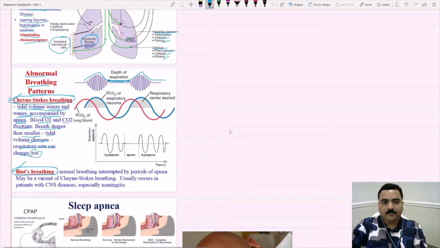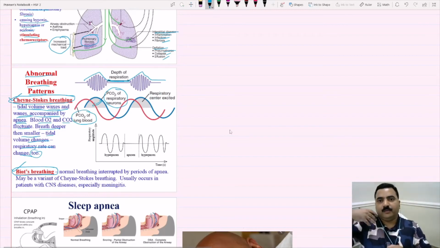So the reason for this is that there is a problem in your cardiovascular system. What is happening? The carbon dioxide coming to the central nervous system, to the respiratory neurons, shows a difference from the carbon dioxide in the lung blood. So this gap is created, because the blood is going slowly from the heart to the brain. So the brain thinks, oh, there is a problem, and increases the respiratory rate.